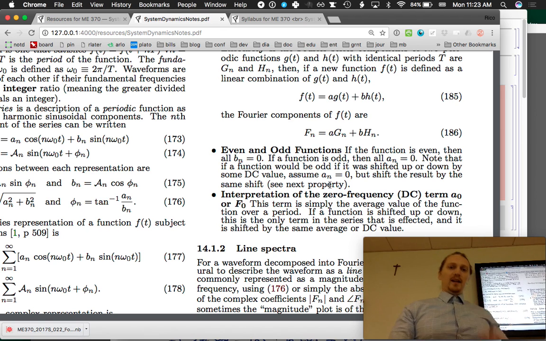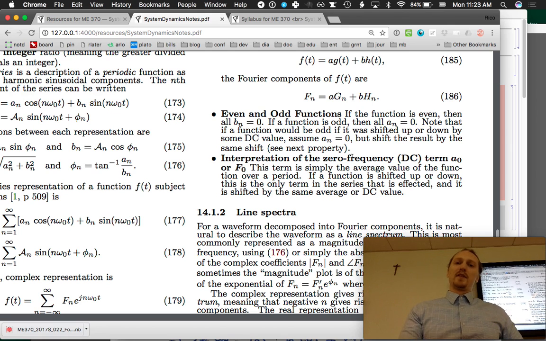So there's a little bit more interpretation of the 0 term here. So, interpretation of the 0 frequency, or sometimes called the DC term, A0 or F0. So this term is simply the average value of the function over a period, right? We found that to be true when we looked at what happens when n is 0.